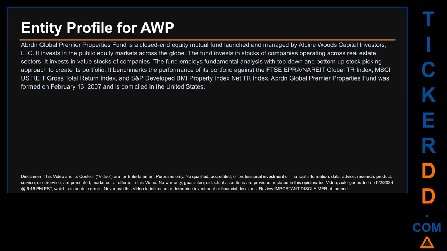It invests in value stocks of companies. The fund employs fundamental analysis with top-down and bottom-up stock-picking approach to create its portfolio. It benchmarks the performance of its portfolio against the FTSE EPRA NAREIT Global TR Index, MSCI US REIT Gross Total Return Index, and S&P Developed BMI Property Index Net TR Index. Abrdn Global Premier Properties Fund was formed on February 13, 2007 and is domiciled in the United States.